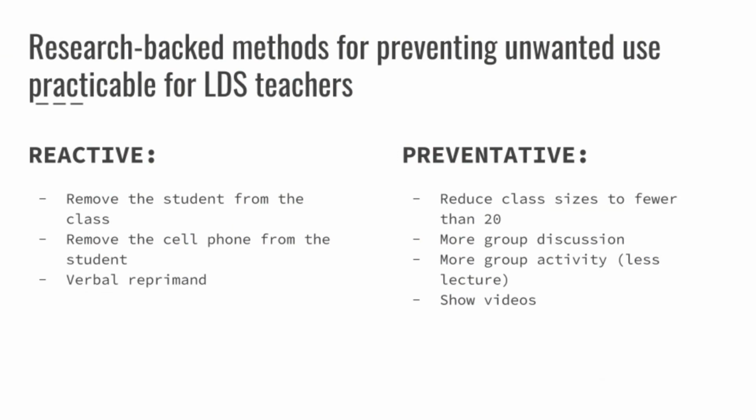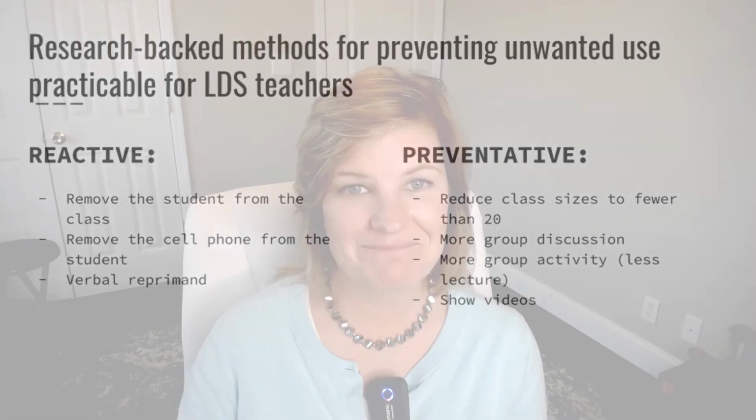So in summary, the most effective reactive interventions are removing the student from a class, removing the cell phone from the student, and verbal reprimand or warning, with verbal reprimand being the least effective, but still 40% effective in stopping students who are already misusing cell phones. The most effective preventative interventions are having a class size smaller than 20, having more group discussion, having more group activities, and showing videos.